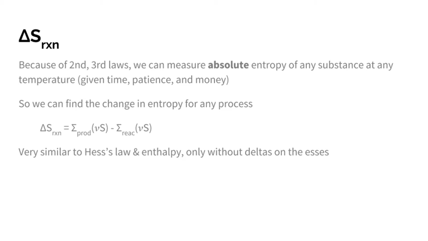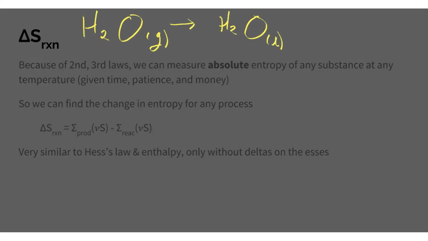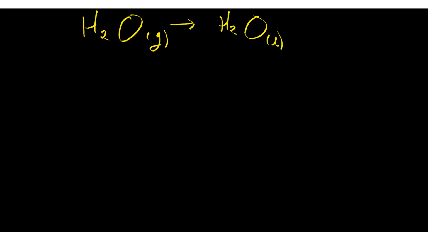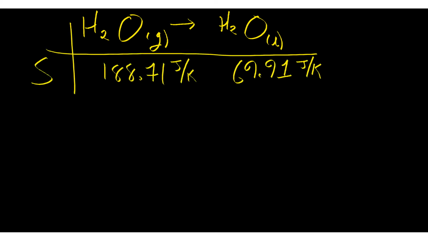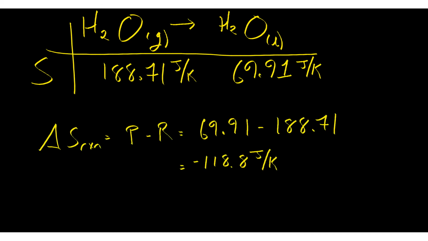And this also works for other kinds of reactions, other kinds of processes. For example, the condensation of water. Condensation means you're going from a gas to a liquid. So gaseous water to liquid water. You look up the entropy for gaseous and liquid water on that table. That's 188.7 joules per Kelvin versus 69.91 joules per Kelvin. Delta S of the reaction is products minus reactants, 69.91 minus 188.71. Gives you a delta S of reaction of negative 118.8 joules per Kelvin.